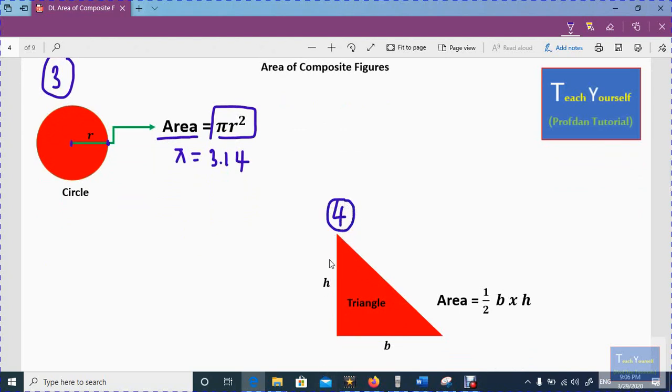Number 4, we also review a triangle. This is the shape of a triangle. A triangle in this form has a height h and the base b. The area of a triangle is simply half, that is 1/2, multiplied by its base and its height.